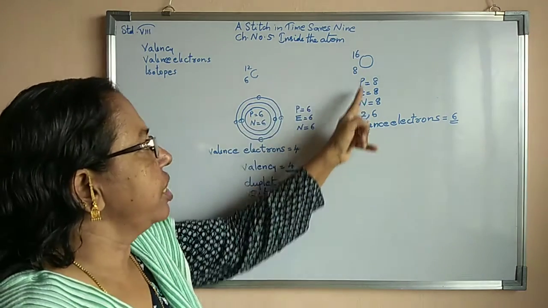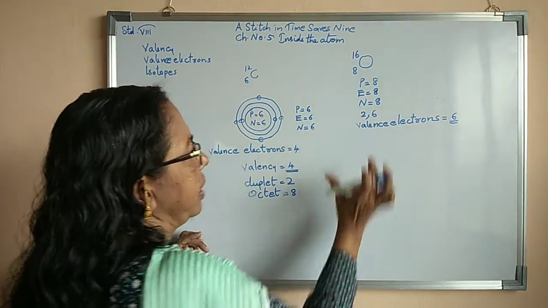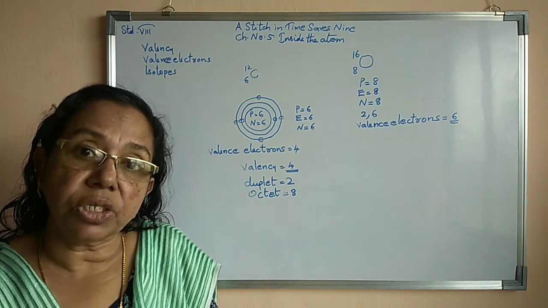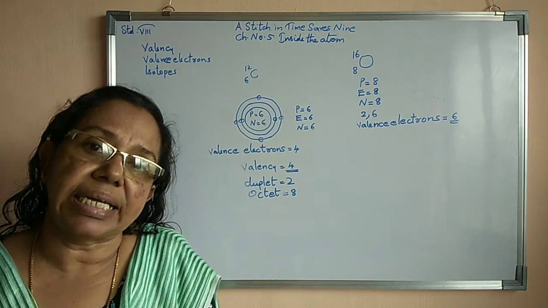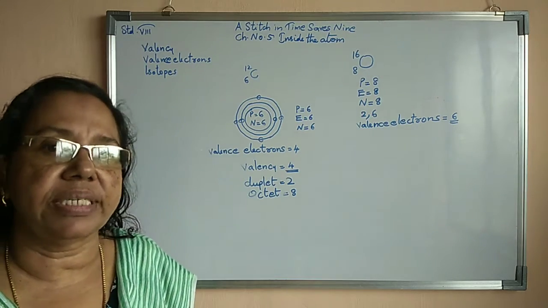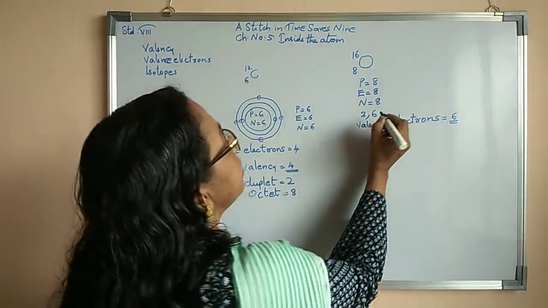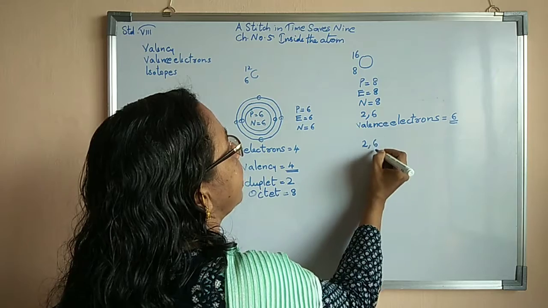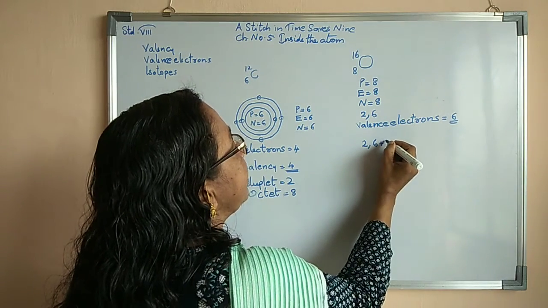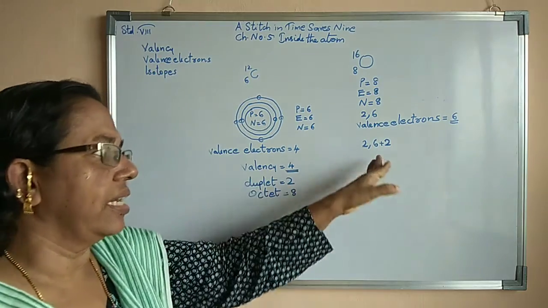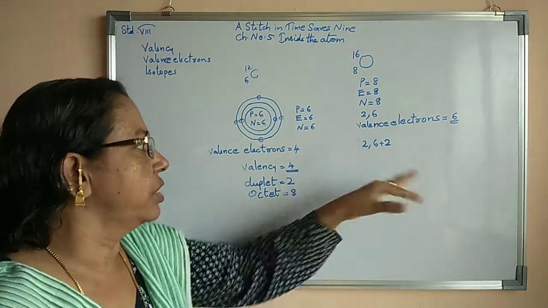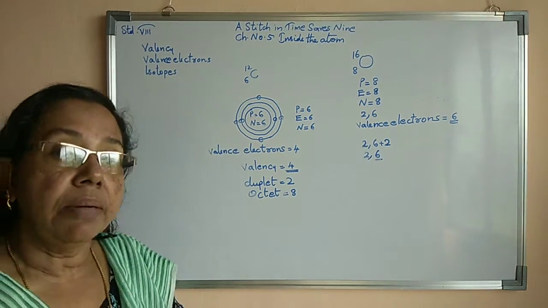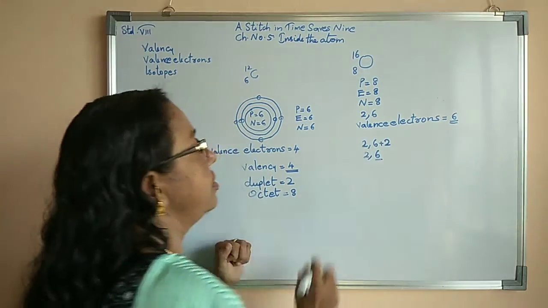Now here, in case of oxygen, its outermost orbit has 6 electrons. If it receives 2 more electrons from any other atom, it can become octet condition. First orbit has 2 electrons, second orbit has 6 electrons, then it can receive 2 electrons easily, rather than remove 6. Now you see here 2, 6 is there. Removing 6 is very difficult, but at the same time gaining 2 is very easy.